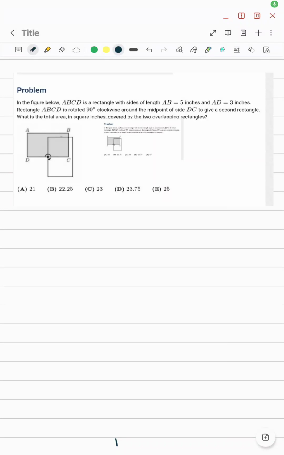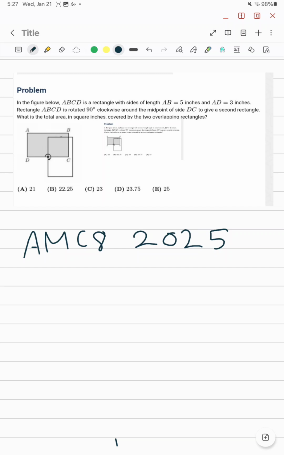Going to be doing an AMC8 problem from AMC8 2025, and this is problem number 10. Okay, let's begin. Just erase this.